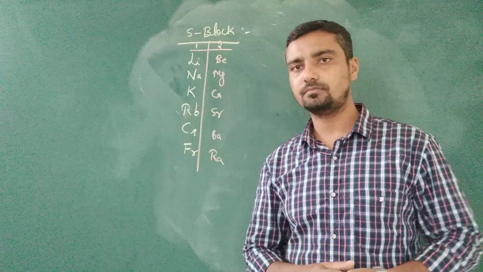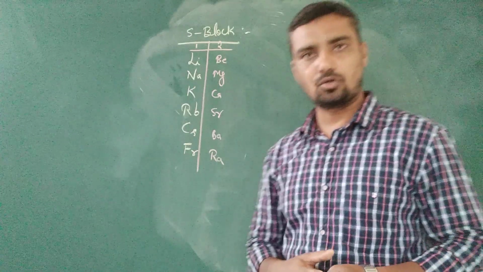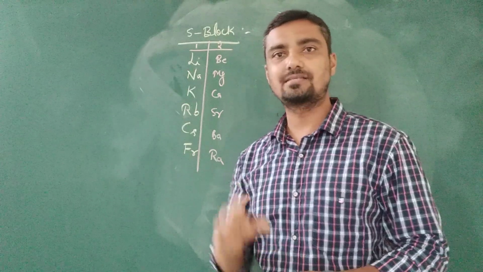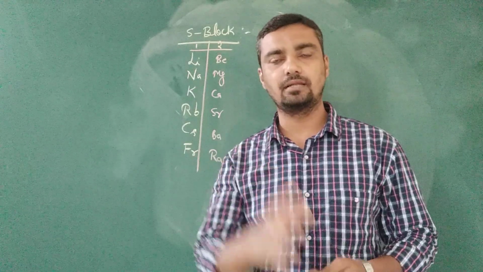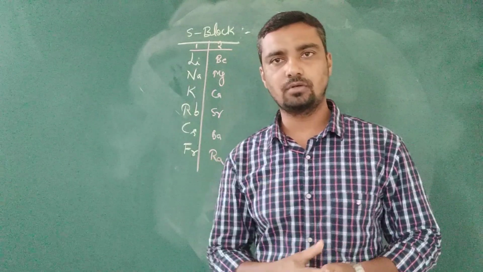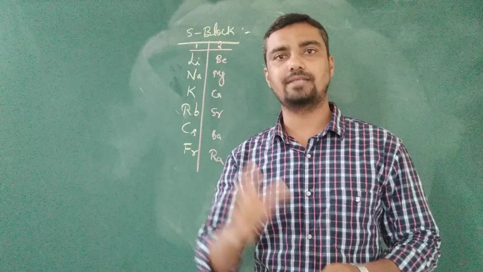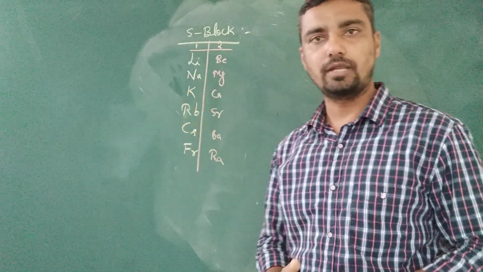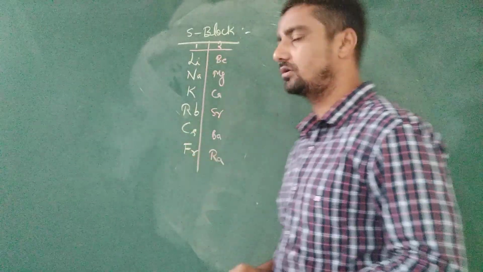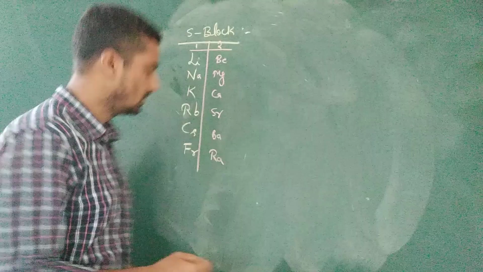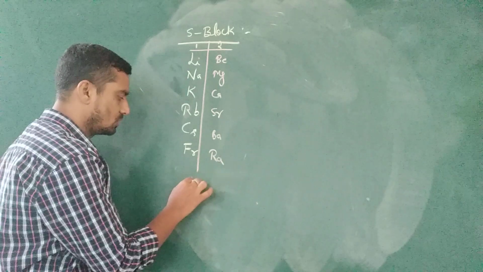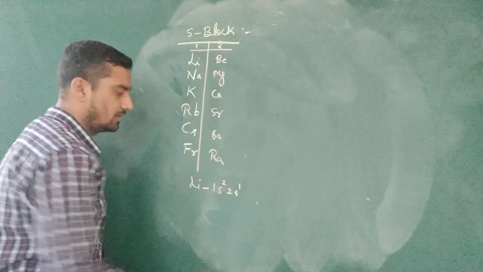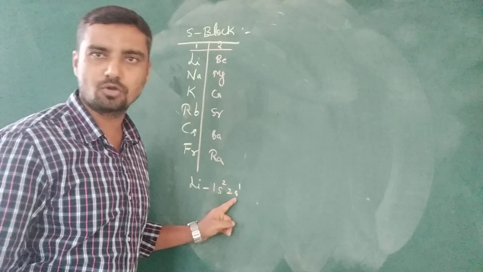Because the differentiating electron, that is, the last electron, has entered into the S subshell or S orbital. That's why these elements are placed in the S block. For example, the electronic configuration of lithium is 1s2, 2s1. The last electron enters the S orbital.